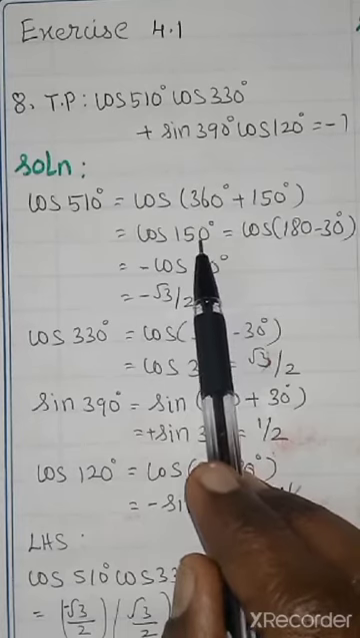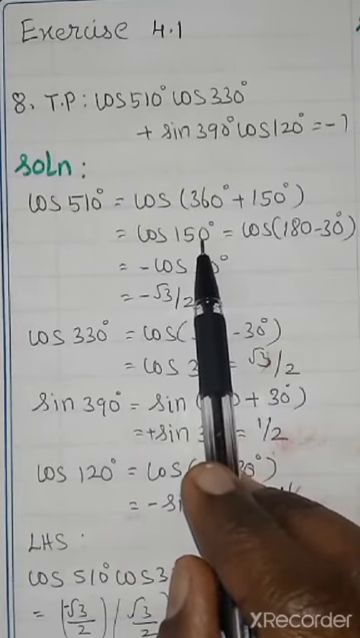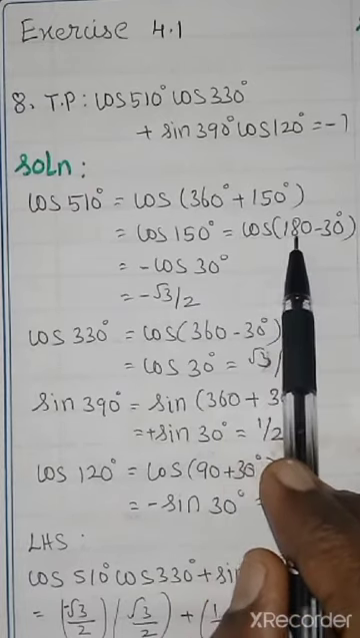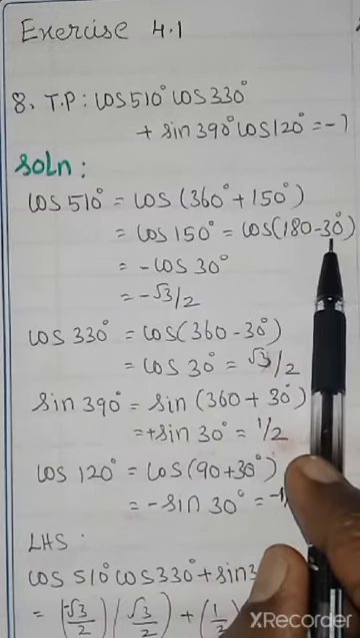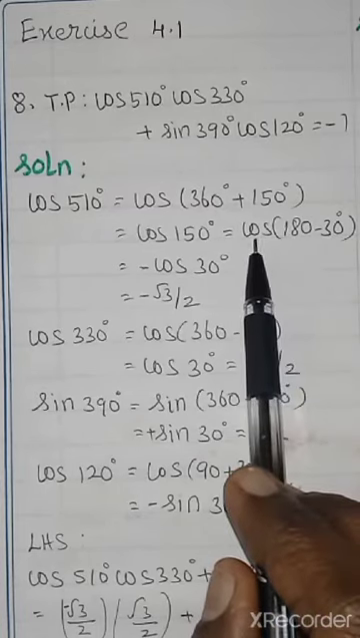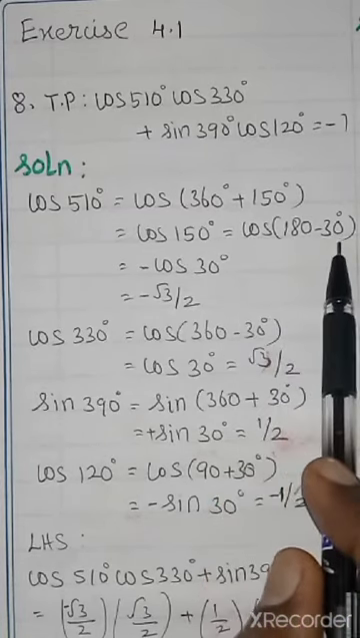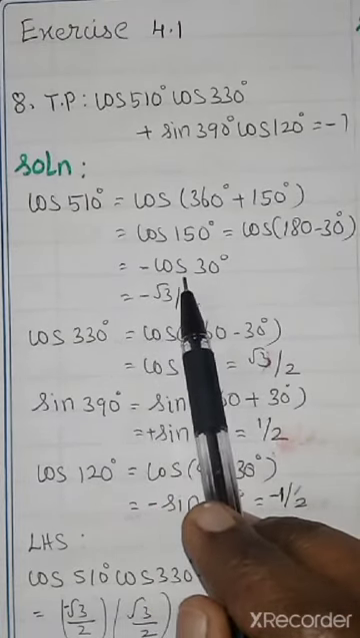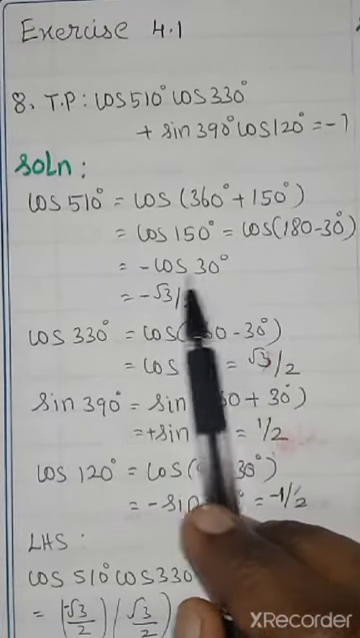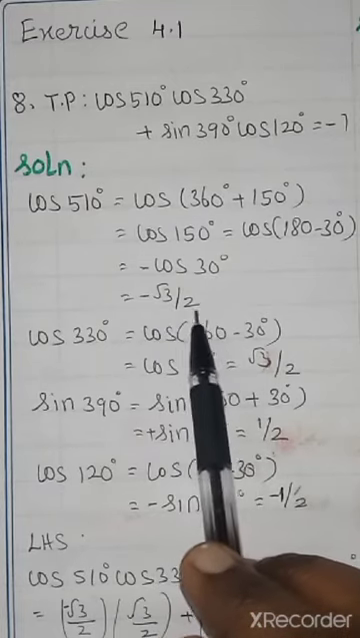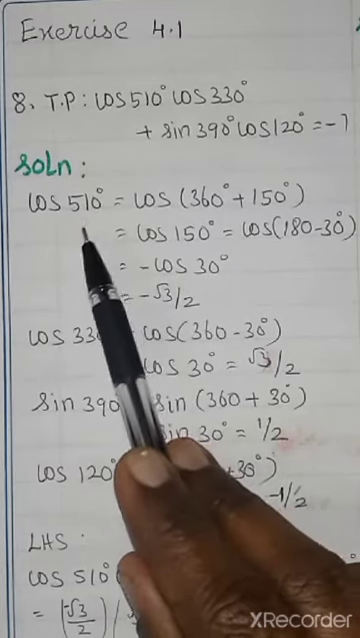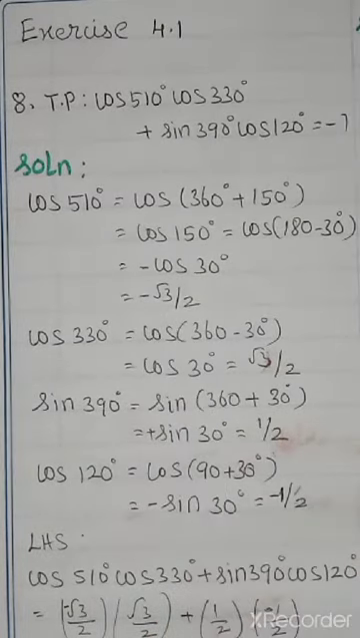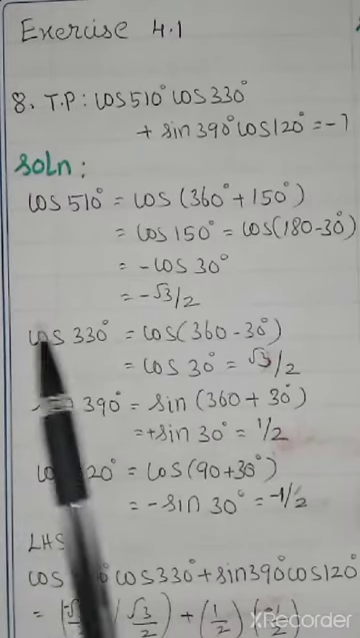Again, cos 150, we don't have a direct value. So this 150 can be taken as cos of 180 minus 30. Correct? So again refer to your table. What is cos of 180 minus theta? It is minus cos theta. So minus cos 30 degree. Cos 30 degree, you know the value, root 3 by 2. So this cos 510 degree answer is minus root 3 by 2. So cos 510 we completed.